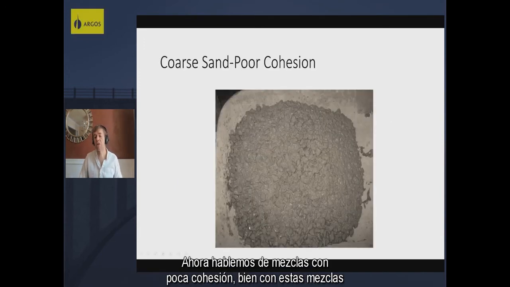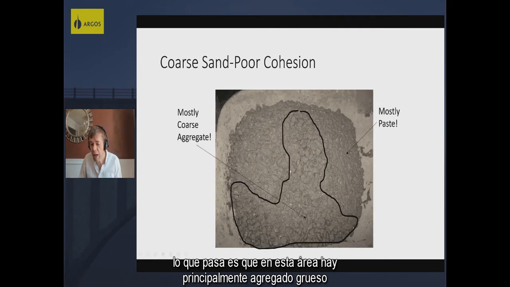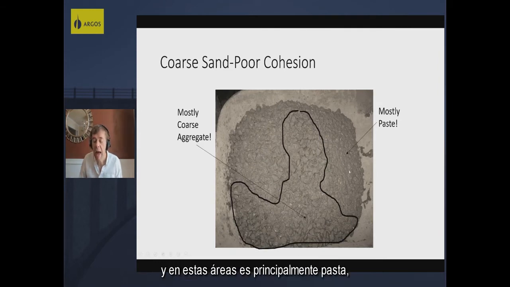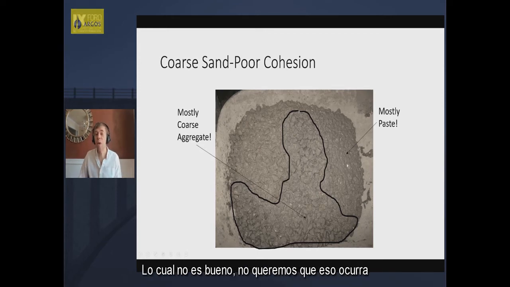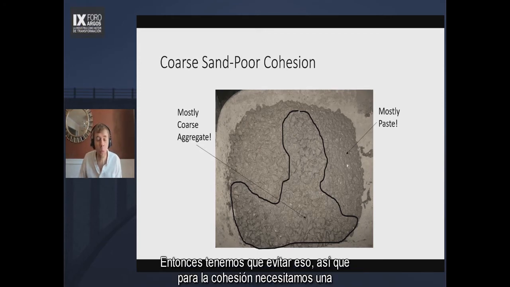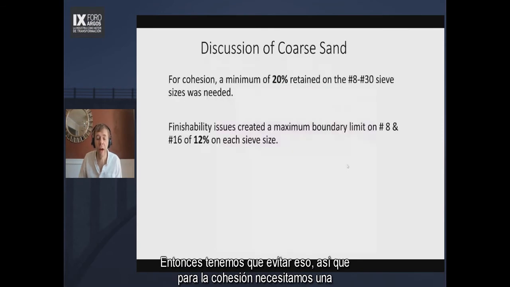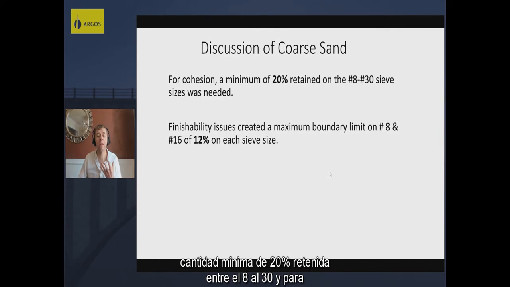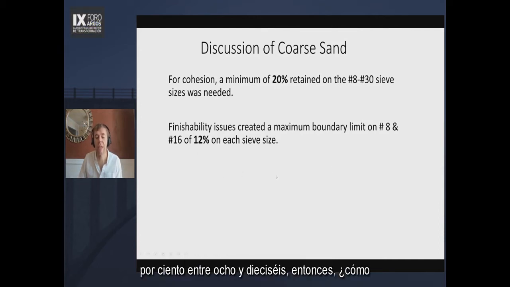Well, with these mixtures, what happens is in this area, it's mainly coarse aggregate. And in these areas, it's mainly paste. That's not good. That's not what we want. So we have to avoid that. So for cohesion, we need a minimum amount of 20% retained on the 8 through the 30. And for this finishability, for this maximum boundary, we have this 12% on this 8 to 16.